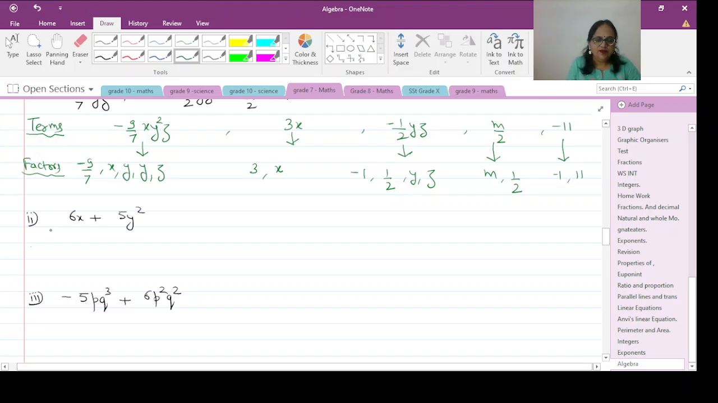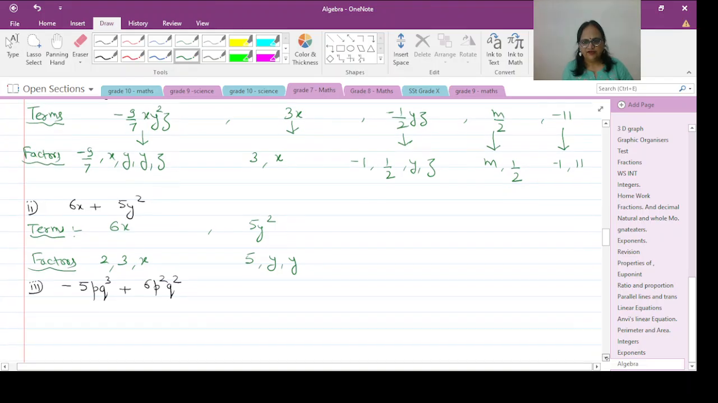Next is, now if you have understood, you can pause the video and after some time you can match your answers, right? So pause the video, try to solve it on your own. कुछ doubts है, कुछ difficulties हैं तो बताओ. Terms are 6x and 5y square and factors are 6. Prime factors will be 2 and 3 and x. Here 5 comma y comma y. 1 is a factor of every term, but we don't mention here unless or until बोला जाए कि 1 भी लिखो.